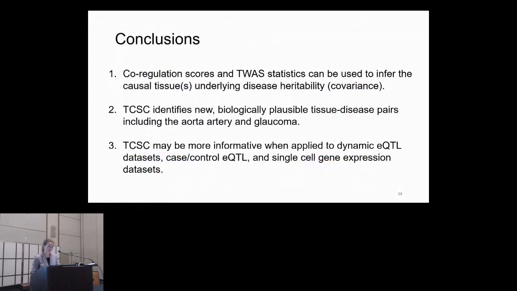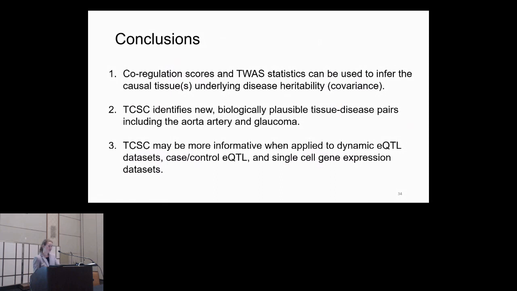All right, so as a conclusion, we've shown that co-regulation scores and TWAS statistics can be used to infer causal tissues underlying disease heritability and covariance. TCSC is able to identify new biologically plausible tissue-disease pairs.